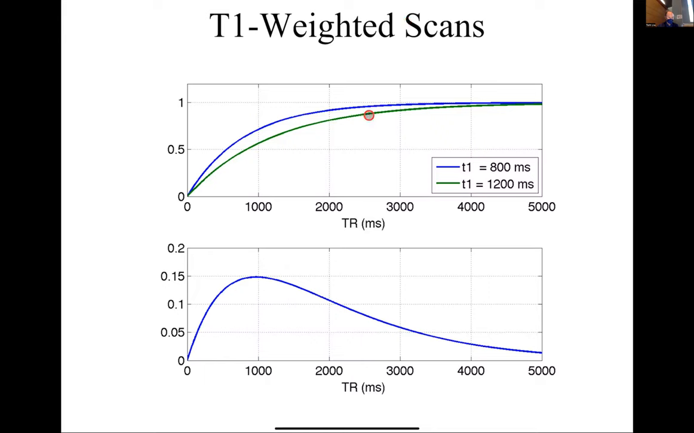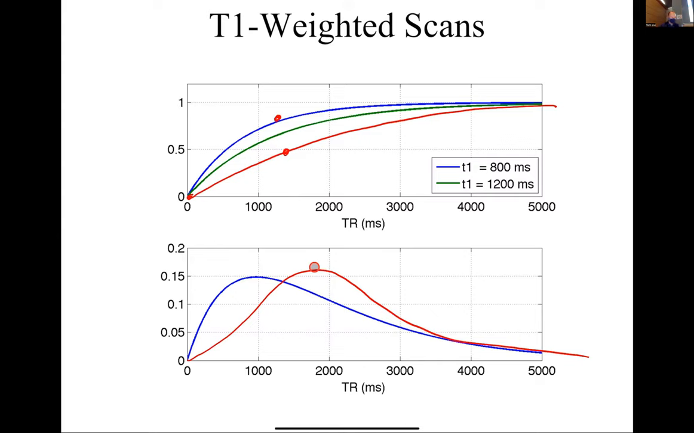Now, let's say we took this tissue and had it recover at a slightly slower rate, right? So if we took the difference between the blue and the red, that would tend to shift the curve over here, so it would make the maximum difference move out. And so if we increase the T1 of one tissue, then to maximize the contrast, we would want to increase the TR. And most people got that.